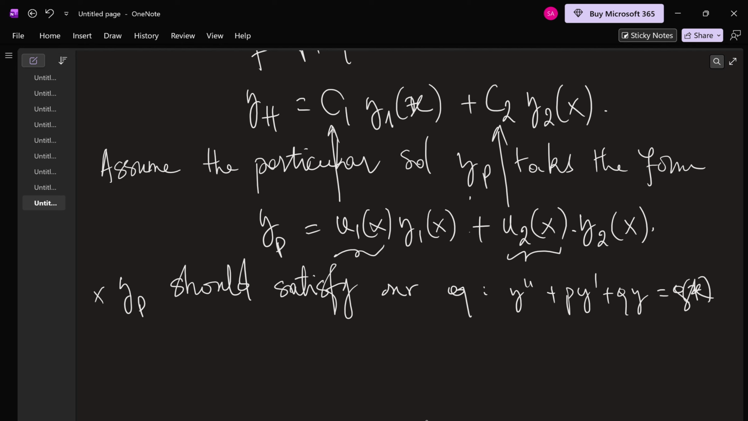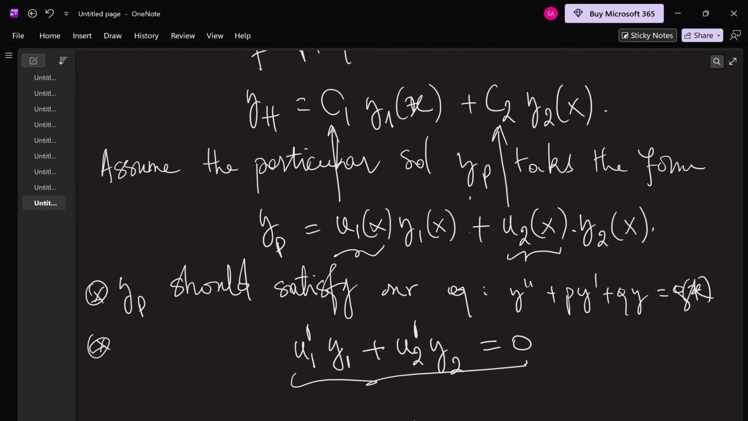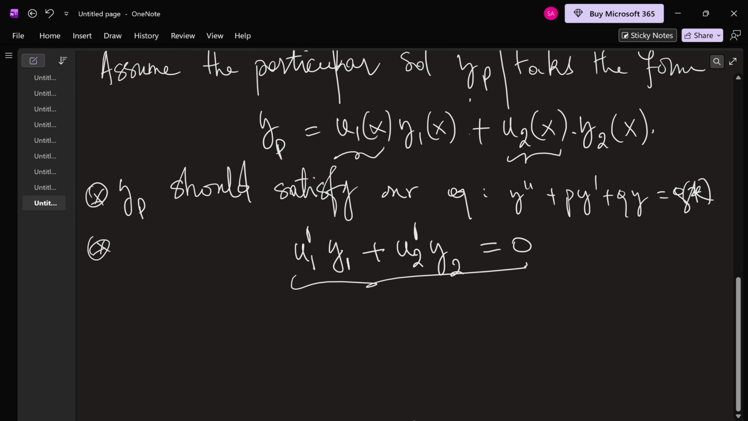And the second condition, which is necessary here, is that we must get u1 prime times y1 plus u2 prime times y2 is equal to 0. We impose this condition because it will help us simplify the calculations. You will see why. Are there any questions till now?